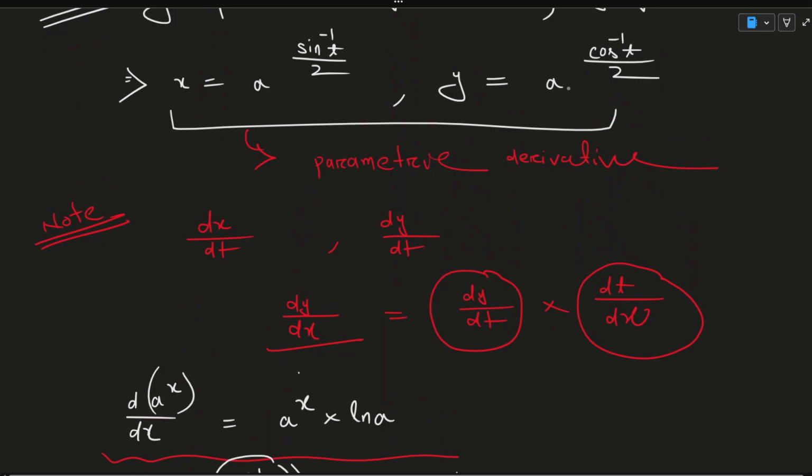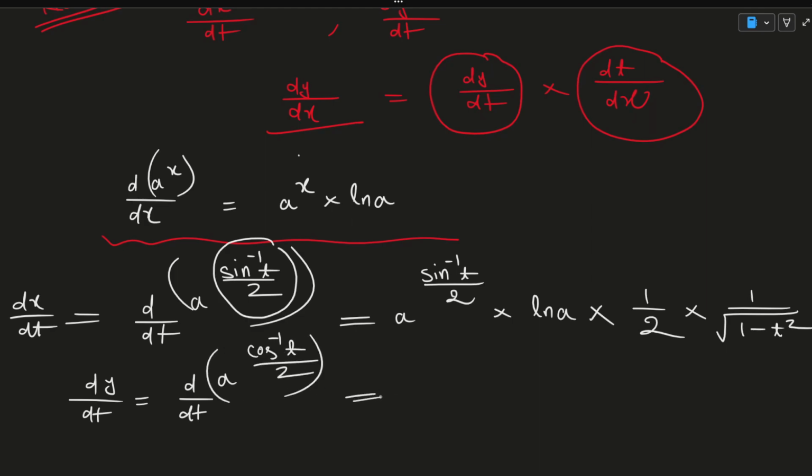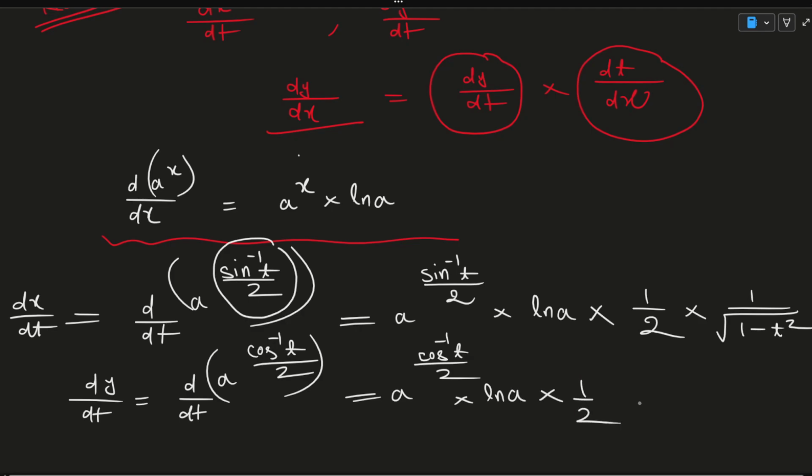Here we are given y as a to the power cos inverse of t by 2. So it will be a to the power cos inverse of t by 2 into ln a into 1. Now we'll differentiate cos inverse t by 2.